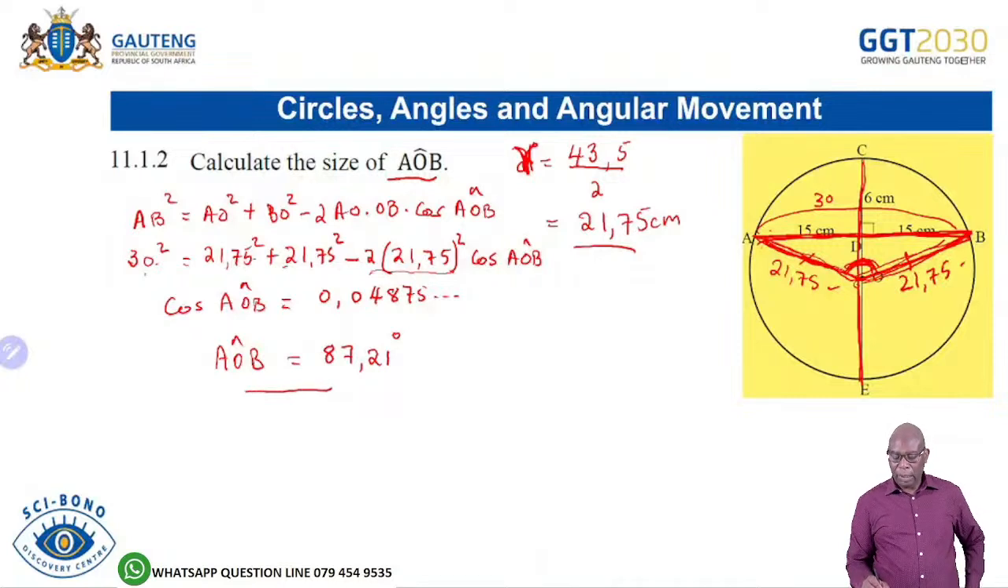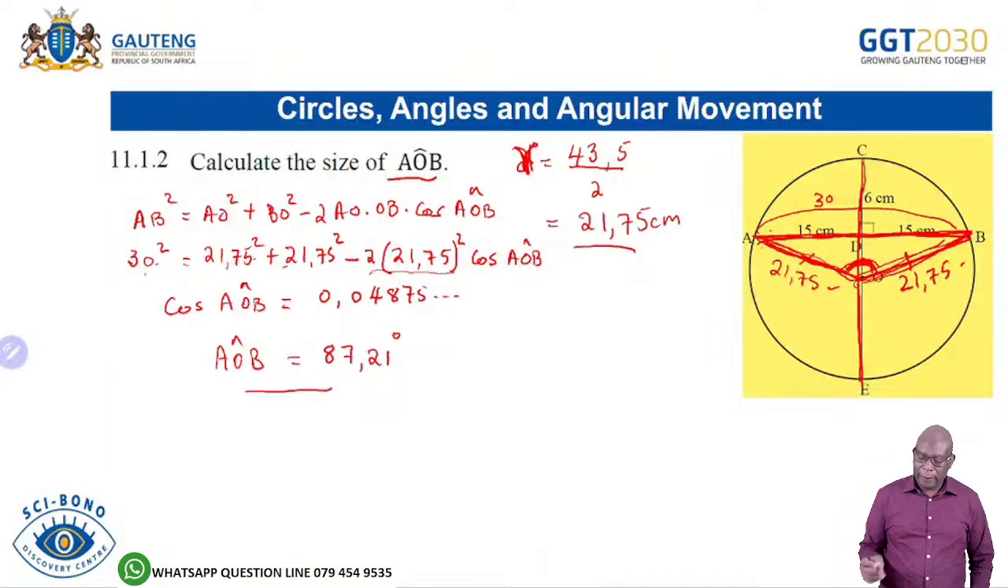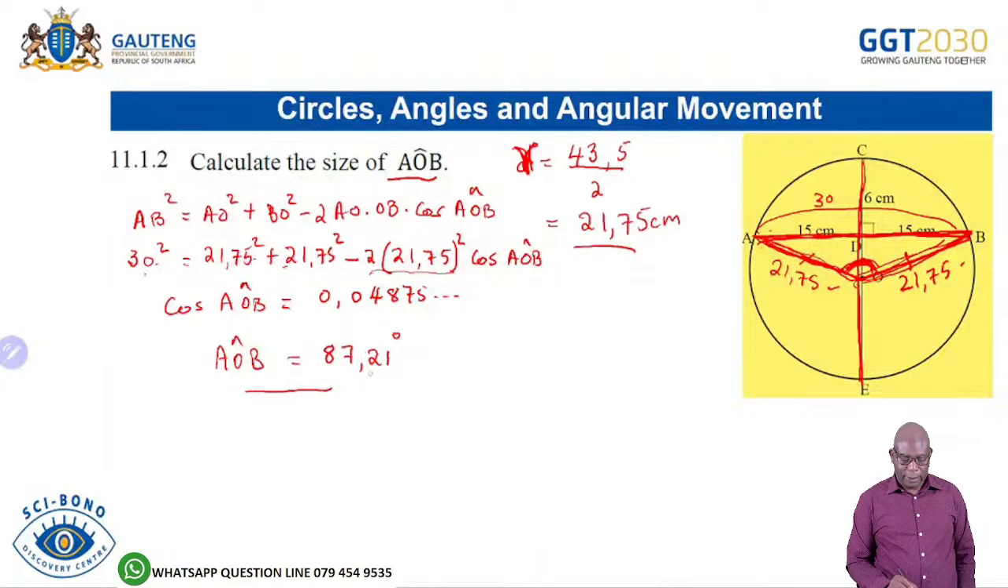Okay, so that angle there will be 87.21 degrees. So I know that angle. There's no negative here, so I'm fine. The angle will be in the first quadrant. It's less than 90 degrees, so I'm able to get that. Okay. So I know that angle at the center is 87.21.